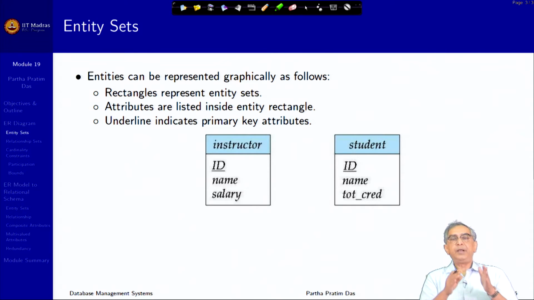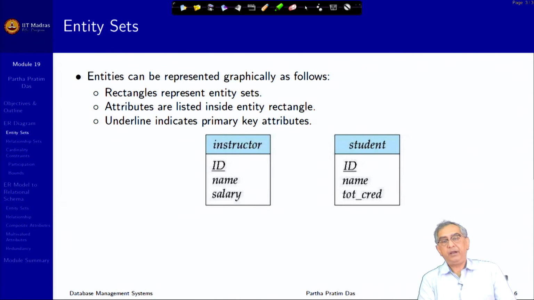So, through this we will see how to represent attributes, how to represent entity sets, how to represent relationships, how to represent cardinality and so on and so forth, lot of things. So, entities are typically represented like this: a rectangle which has the name of the entity set, and then you have the list of attributes one after the other, and the key of the entity set or the attributes that form the primary key of the entity set are underlined. So, you can see instructor and student and so on.